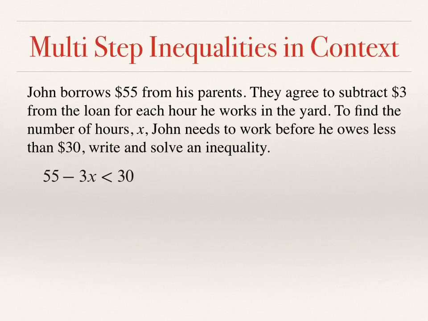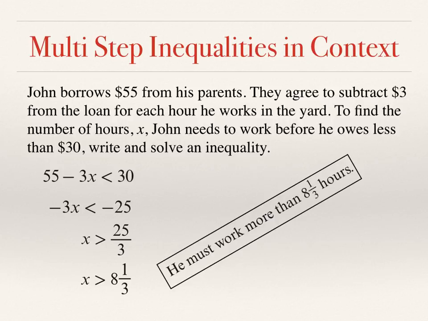We're going to subtract 55 from both sides. We get -3x is less than -25. Now once again, we'll be dividing by a negative, so be careful there. We're going to reverse the direction of the inequality. x is greater than 25/3. Now in algebra, we like to leave improper fractions, but because this is a word problem, it also is helpful to turn that to a mixed number. So x is greater than 8 1/3. John must work more than 8 1/3 hours before he owes less than $30 to his parents.